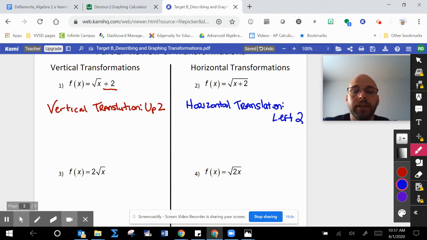Okay, so again, adding, subtracting is going to be a translation. You just have to pay attention to the sign. If you add to the outside, like the first question, it would go up. If you were to subtract, it would go down. And then in question 2, if we add the 2, it would actually go left. And if we subtract, it would go to the right.